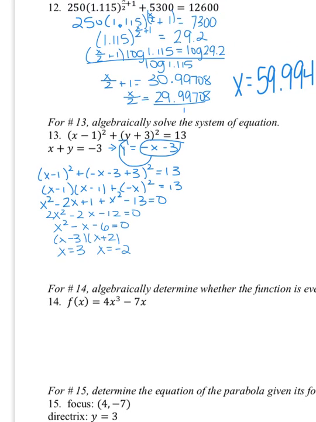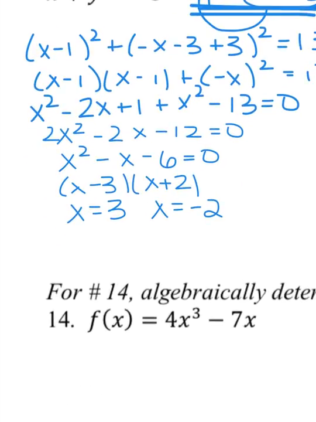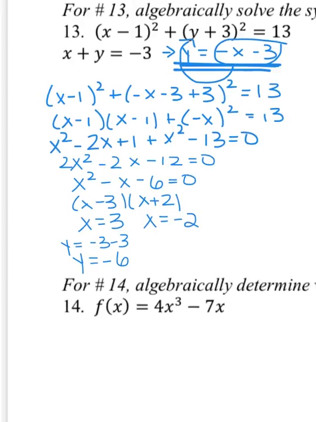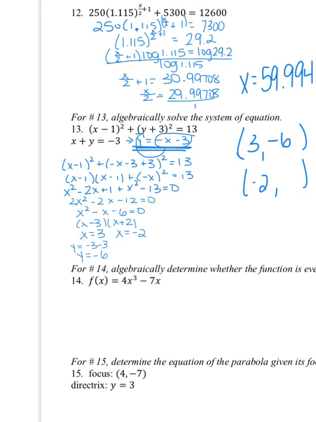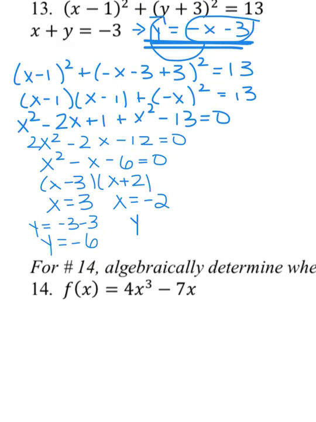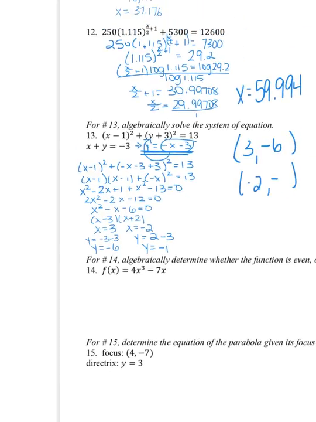That's not done though. This is a system, so I know that x is either 3 or negative 2. I have to still find those y values. And we have this equation here. Y is equal to negative x minus 3. That gives me negative 6. So one answer is 3 comma negative 6. The other one, y equals negative x minus 3. That gives me a negative 1. So my other point is negative 2 comma negative 1 for number 13.